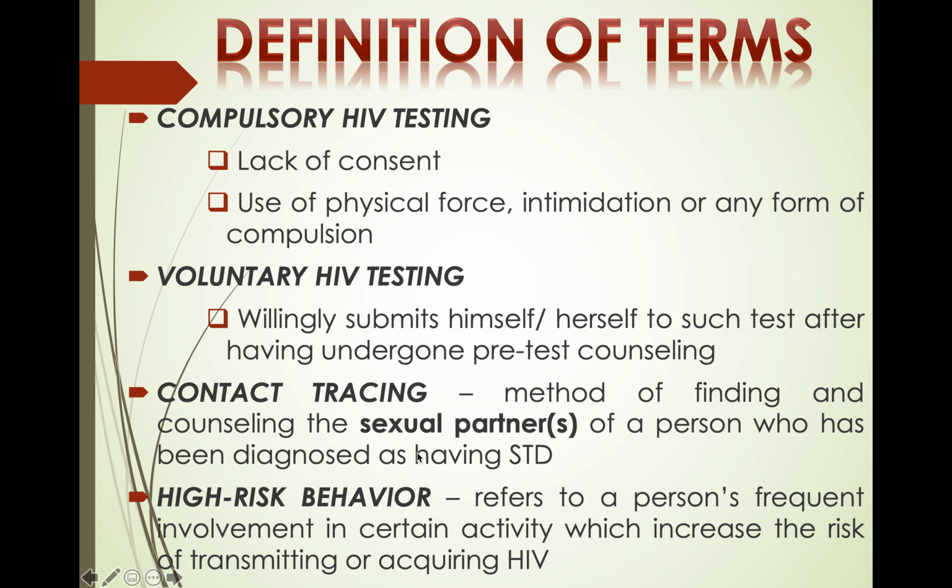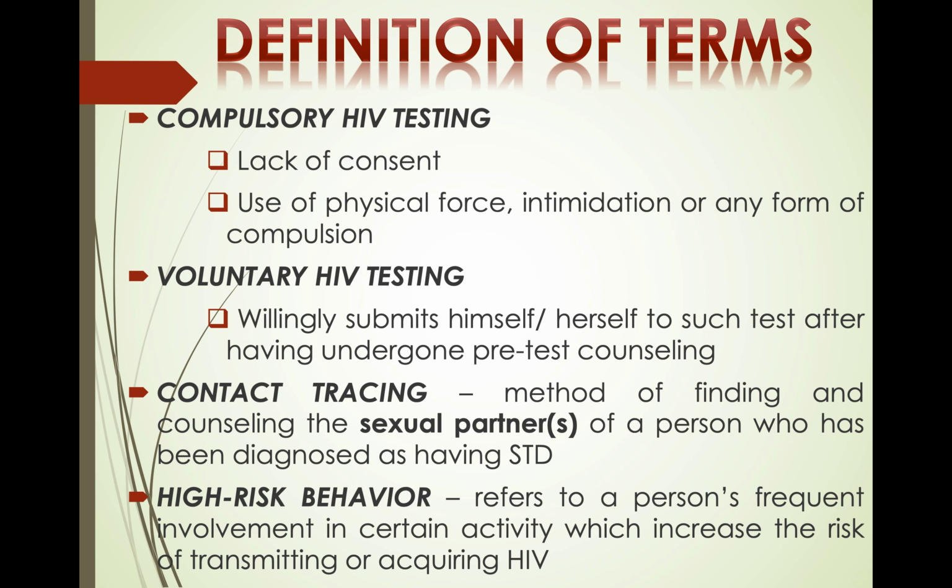Aside from that, we also have contact tracing. This is a method of finding and counseling the sexual partner or partners of a person who has been diagnosed as having an STD. So similar to what's happening right now with coronavirus, once a particular patient tests positive, they actually would be doing contact tracing. So we're looking for individuals who have been exposed to that individual, to that virus.